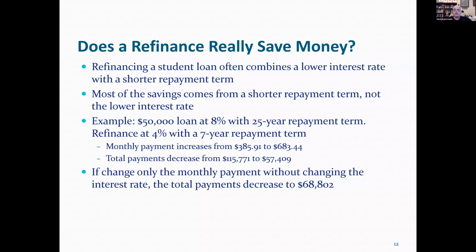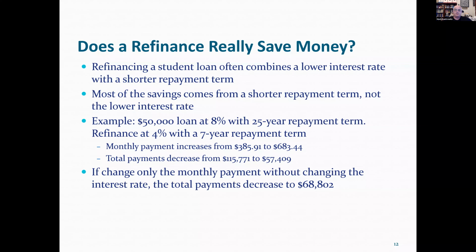But if you were to change only the monthly payment without changing the interest rate, the total payments would decrease to almost $69,000. So that's higher than that $57,000, but not that much higher. That yields a slightly lower savings of about $47,000. And the repayment term changes to 8.4 years from 25 years instead of 7 years. It takes you a little bit longer to pay it off.